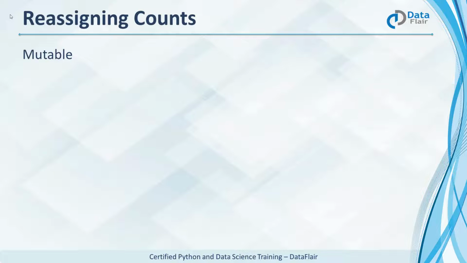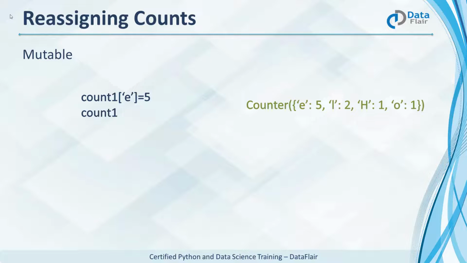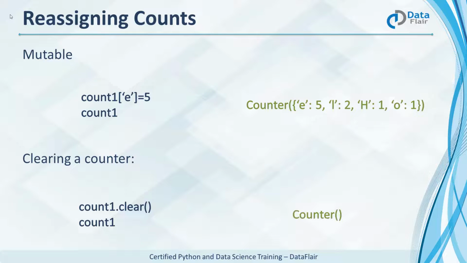Counts are mutable. Simply by indexing with a key, we can reassign the count for it. Let's set the count of E to 5. We can also clear a counter to rob it of all its keys and values and empty it.